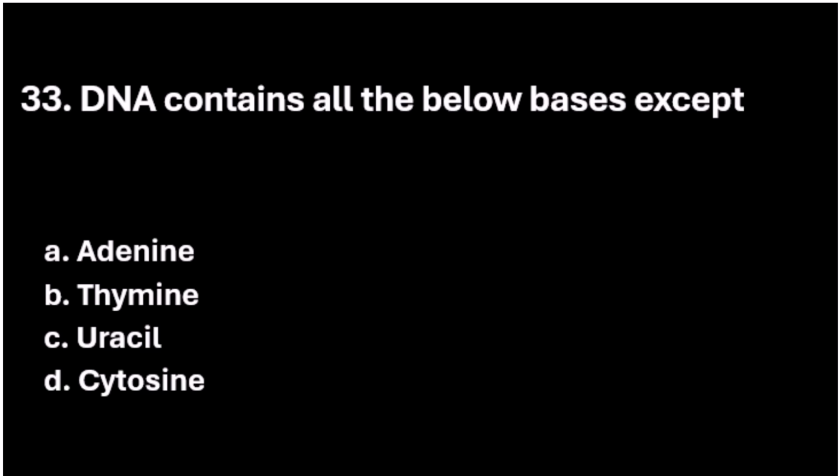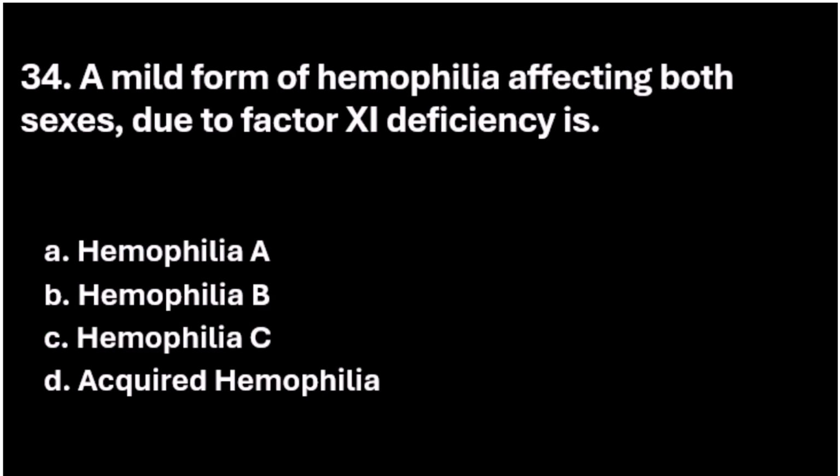The right answer is option C, uracil. So, DNA does not contain uracil. Adenine, thymine, and cytosine are present in DNA. Uracil is for RNA. Next question.